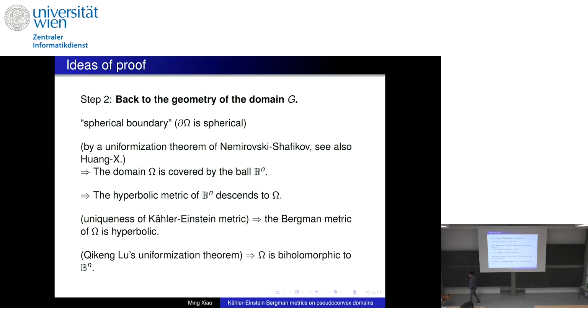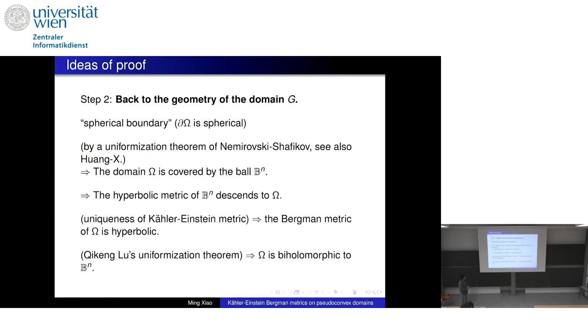Now, what we have in hand is that the boundary is spherical. Maybe I should have explained what spherical is, but it was already explained by Ilya in his talk. Spherical means that the boundary is locally CR equivalent to a sphere at every point. If we know the boundary is spherical, then by a uniformization theorem of Lempert and Webster, we know that the universal covering of the domain omega is the unit ball.